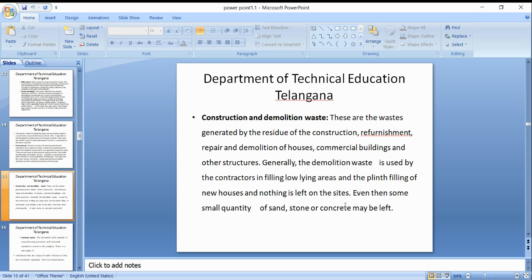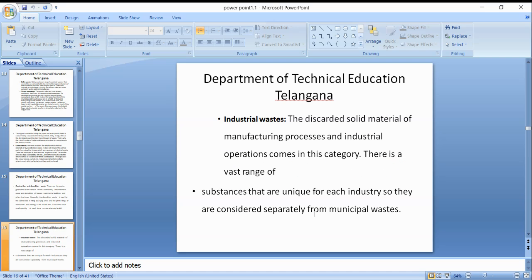Even then, some quantity of sand, stone, or concrete may be left. At the time of construction, we will leave some sand and stone like that in the surroundings. We will not clean them. The sand will create more pollution compared to the stone. Then, next comes industrial waste.